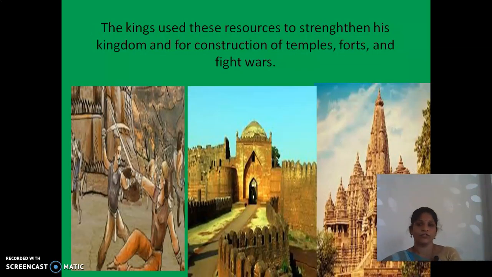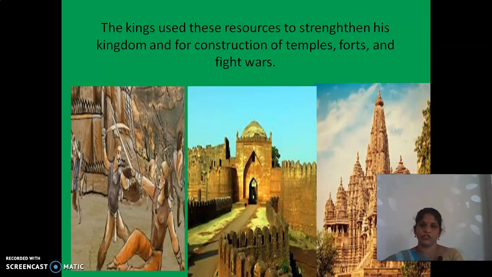The kings used these resources. What resources? They collected taxes from the peasants and other poor people. They used the taxes and other resources to strengthen their kingdom, for construction of temples and forts, and to fight wars. Okay, children, do you understand? This came under the administration of the kings.